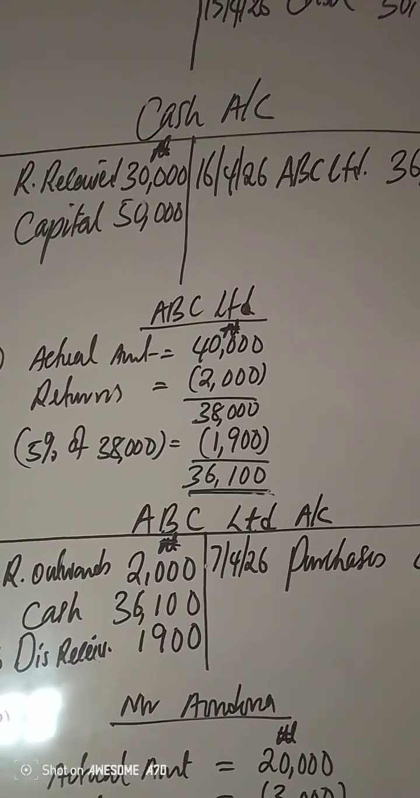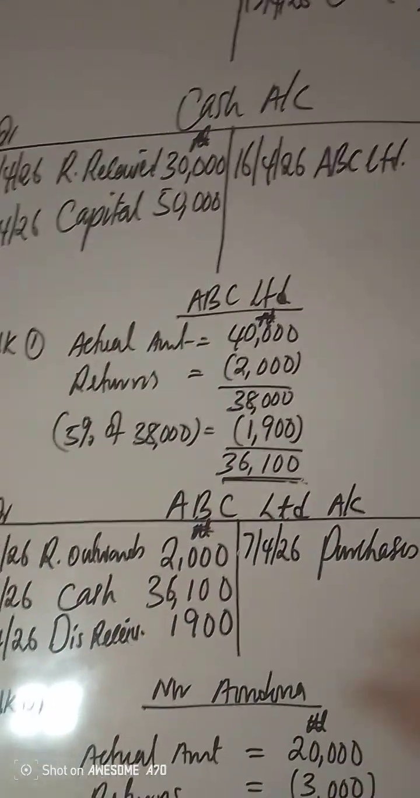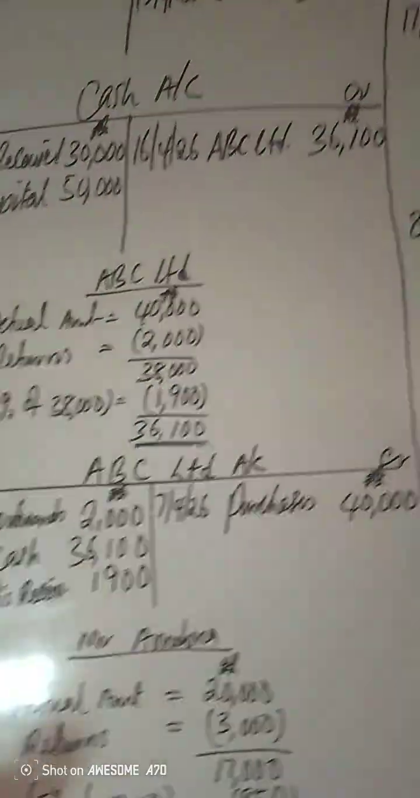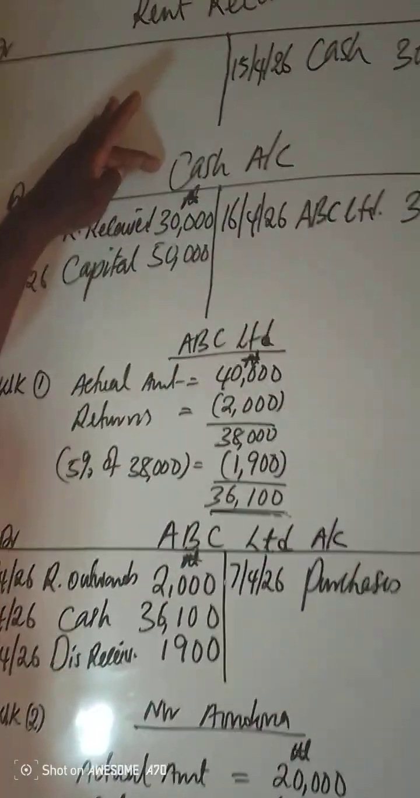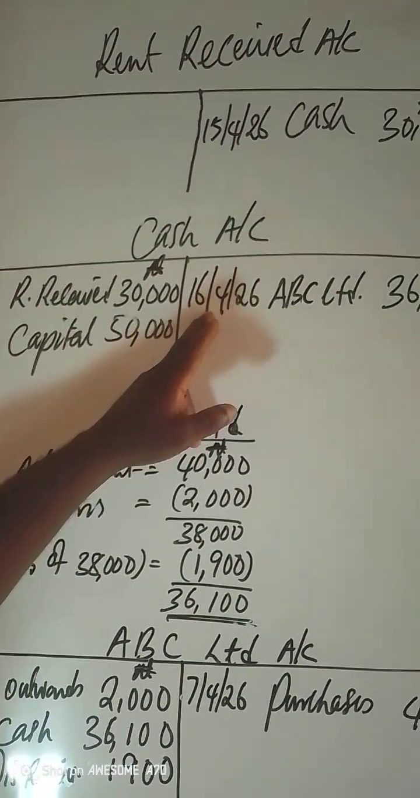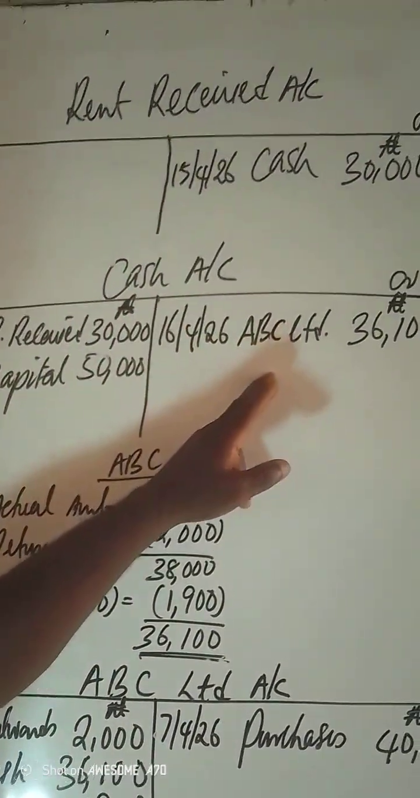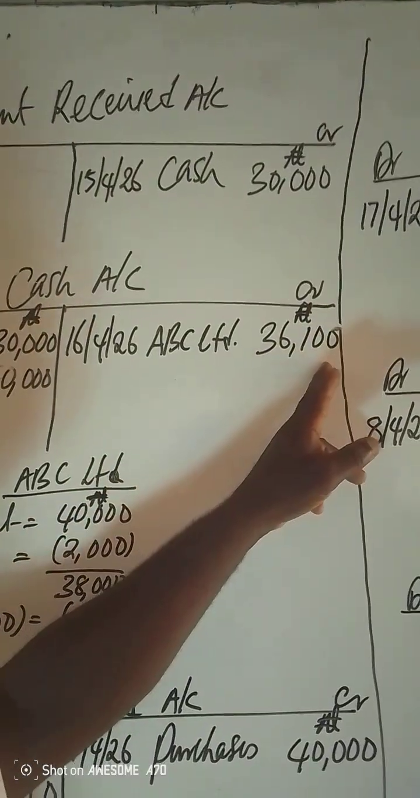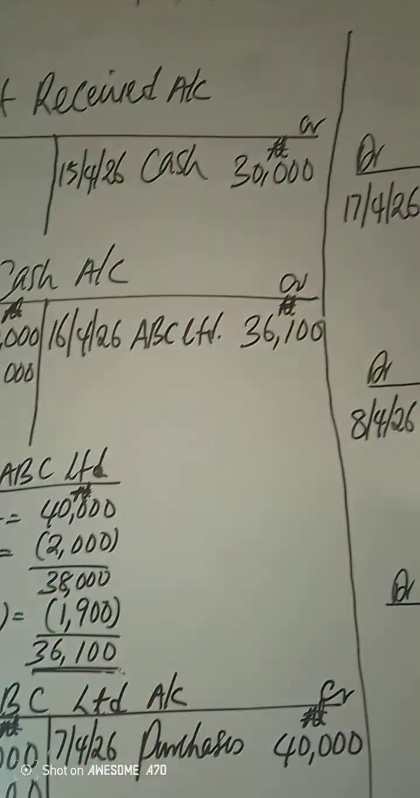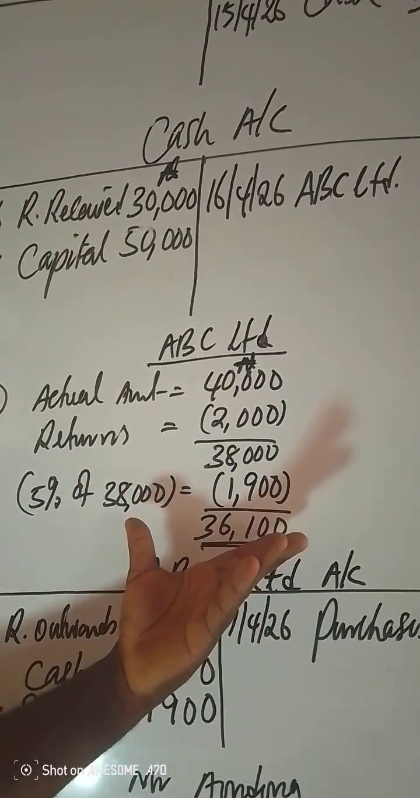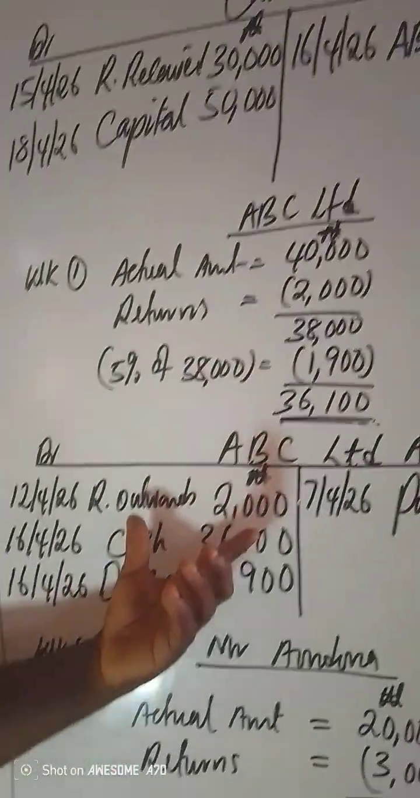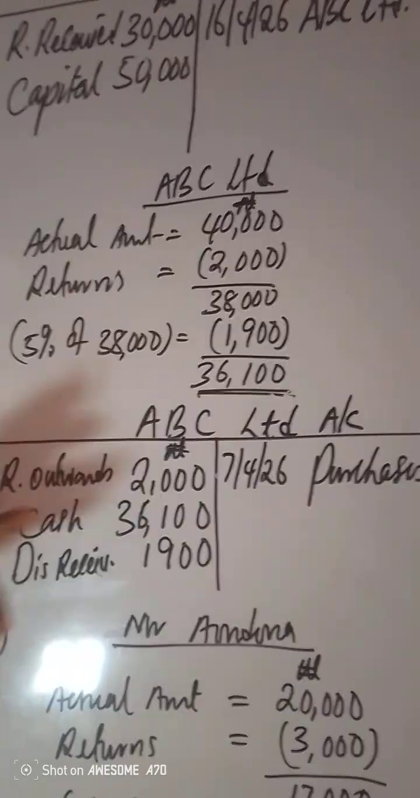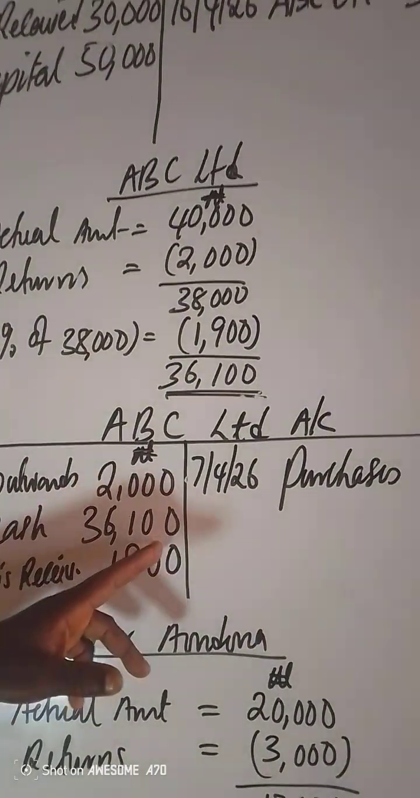How do you now post? You now come to the giver account. Always start with the giver account. You now say that on the 16th of April, cash is given to ABC, 36,100. Why 36,100 has already been explained from the workings under ABC Limited. Then who is receiving now? ABC is receiving the amount of 36,100.